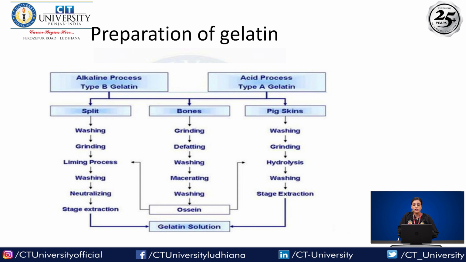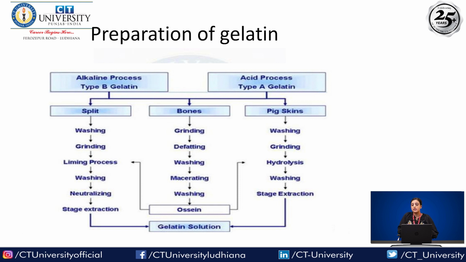In both the processes we use split bones and pig skin, and further steps are included for obtaining a gelatin solution from which a capsule shell is made. So in the alkaline process and type B gelatin, the split is taken, washed and then ground. Then the liming process is done, then washing, then neutralizing of the substance, and then the stage of extraction. After the extraction, we obtain a gelatin solution.